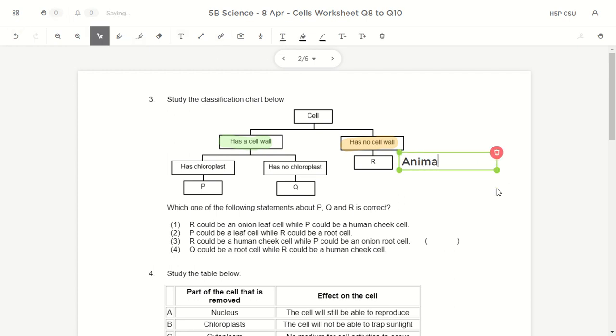So always look at the diagram first. Don't go to the question and write down what you know. So R I know is an animal cell. So over at this side, cell has cell wall. I know it's a plant cell. So write down here: plant cell.